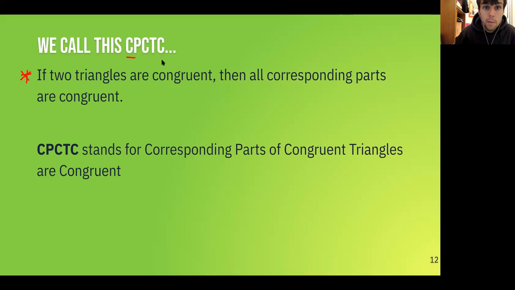Again, we're going to be calling this CPCTC, but really what we're relying on here is the definition of congruent triangles in order to make these statements. But again, we are going to refer to it as CPCTC when we write proofs or do other things with it. And we just abbreviate it that way because it's a mouthful to say the other part every time. Okay.